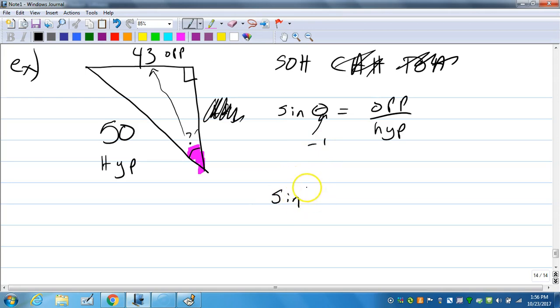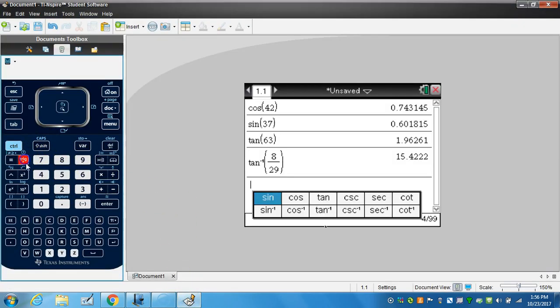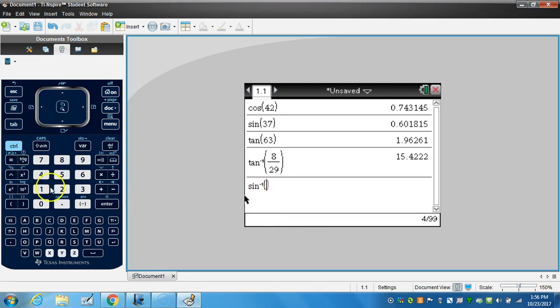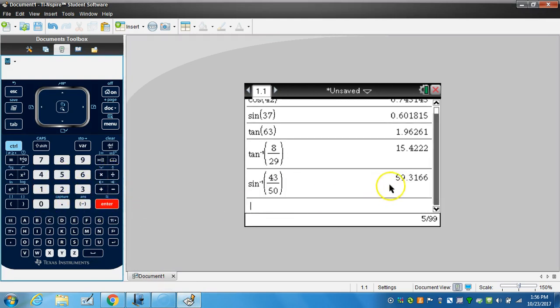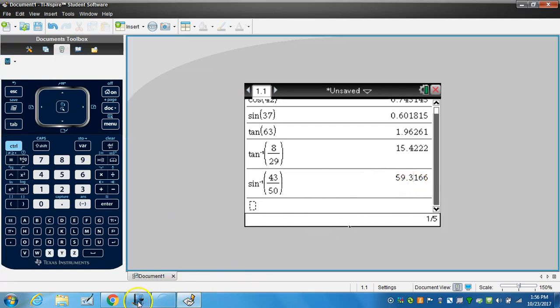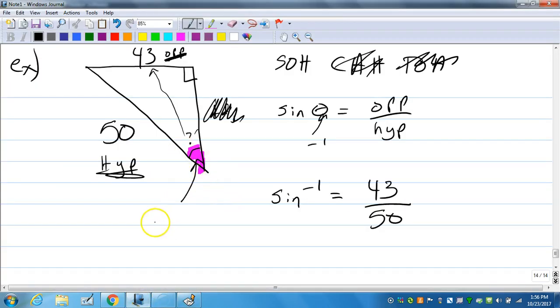So it's sin -1 is equal to, O has to go first. O is my opposite, which is 43, divided by the hypotenuse, which is 50. So sin -1, 43 over 50. Trig, sin -1, 43 over 50. 43 divided by 50. The angle is 59.31. This angle is 59.31 degrees.